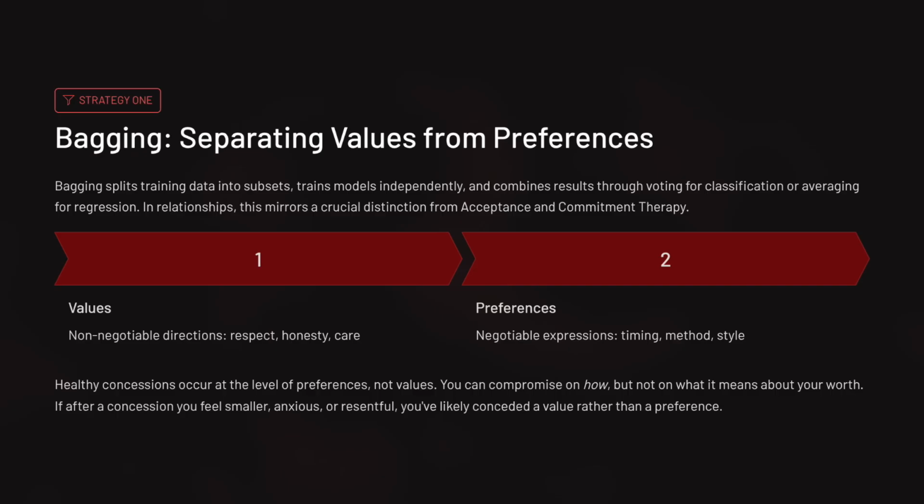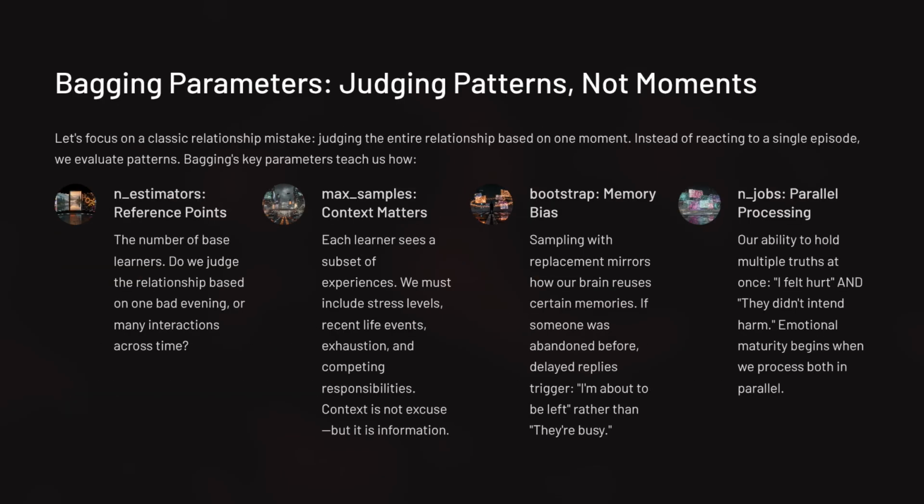Bagging follows the exact separation, working with the following key parameters: n_estimators, or the number of base learners; max_samples, or the number of training samples per learner; bootstrap, or whether to sample with replacement; base_estimator, or the weak learner corrected by meta_learner; and n_jobs for parallel computation. To see them in action, we'll focus on a classic relationship mistake: judging the entire relationship based on one moment. Instead of reacting to a single episode, we evaluate patterns.